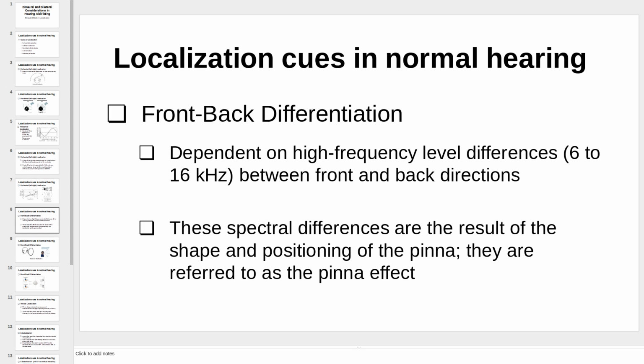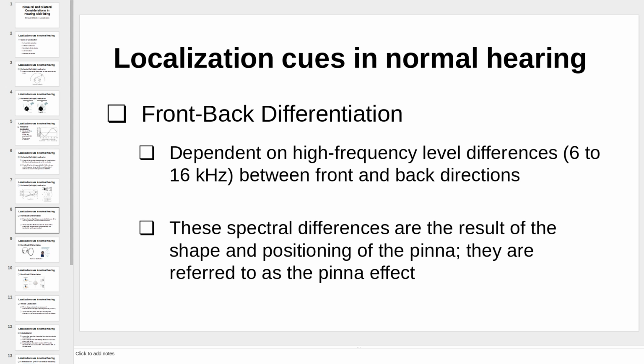Moving on from horizontal localization to front-back differentiation, or front-to-back discrimination. This psychoacoustic ability is primarily dependent on very high frequency sounds, 6K and above, in order to differentiate between the frontal location and back location. So it's really the spectral differences created by the shape of the folds of the pinna.